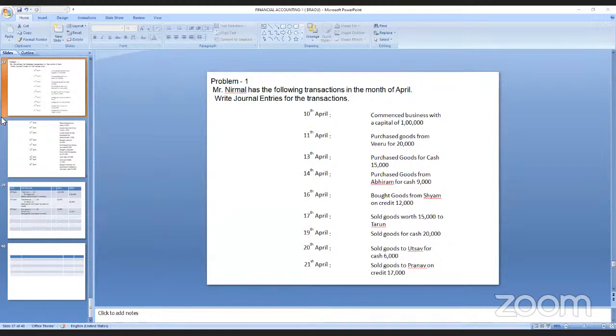The credit entry, will it come like the 14th April entry? Purchase goods from Abhiram for cash. Purchases account debit to cash account.